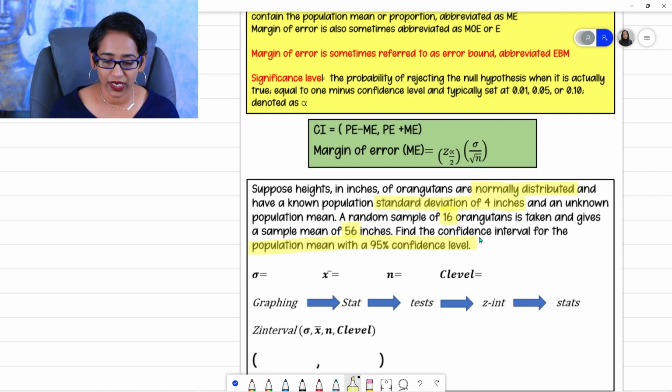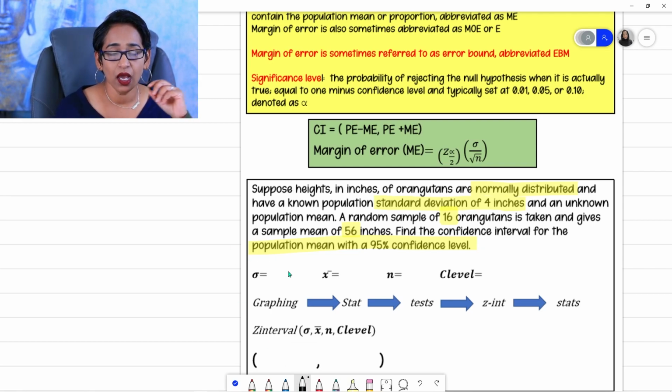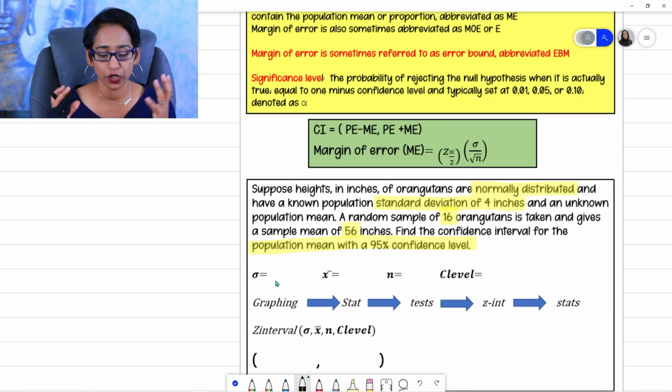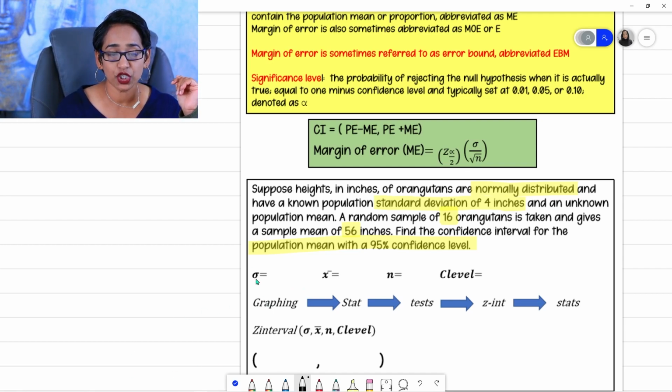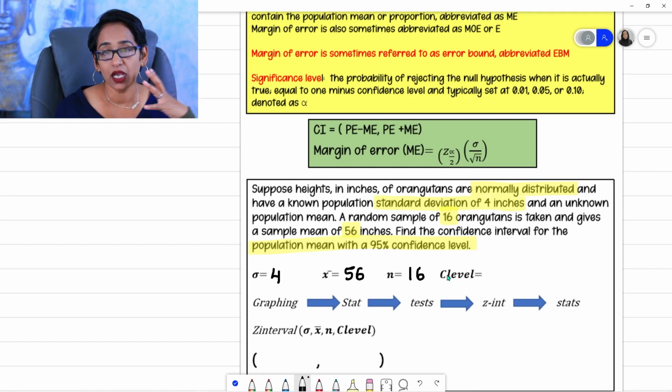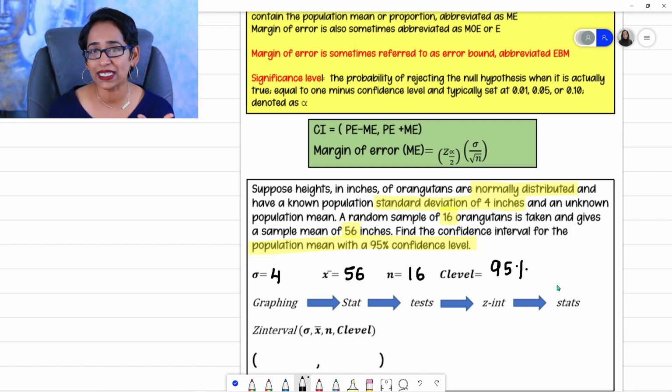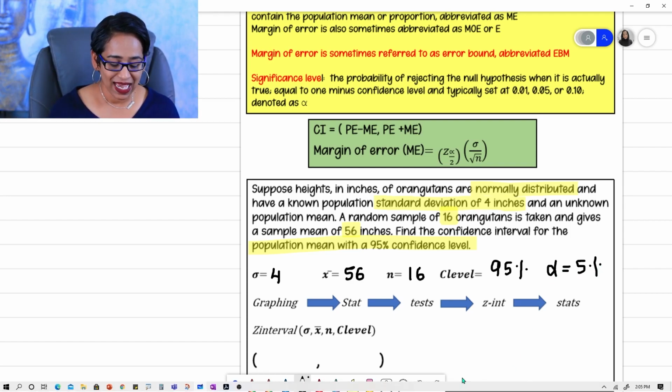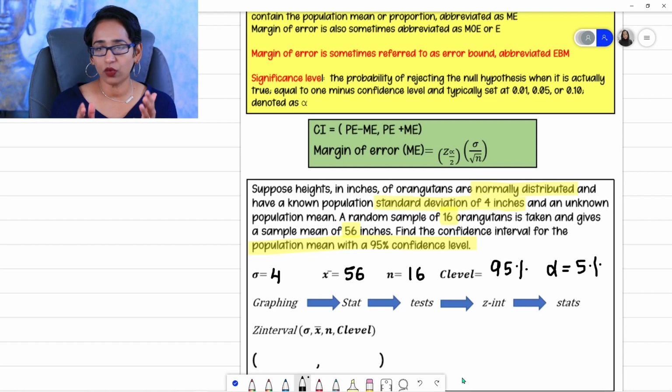Now, once we know that, let's go ahead and write this down here. Please make sure you follow the same steps so it's easy for you when you're working your problem out. So standard deviation of the population, I know standard deviation is 4 inches. Sample mean, I got 56 inches. Sample size, I know it's 16. Confidence level, how confident are you? 95%. I am also going to include alpha, so you get used to significance level. So if you're 95% confident, your alpha is 5%. Remember, 100 minus 95.